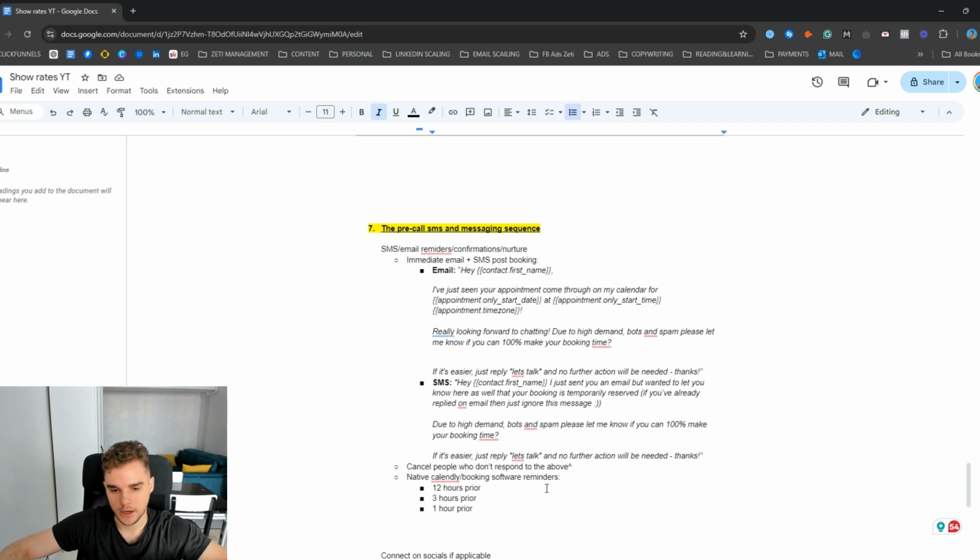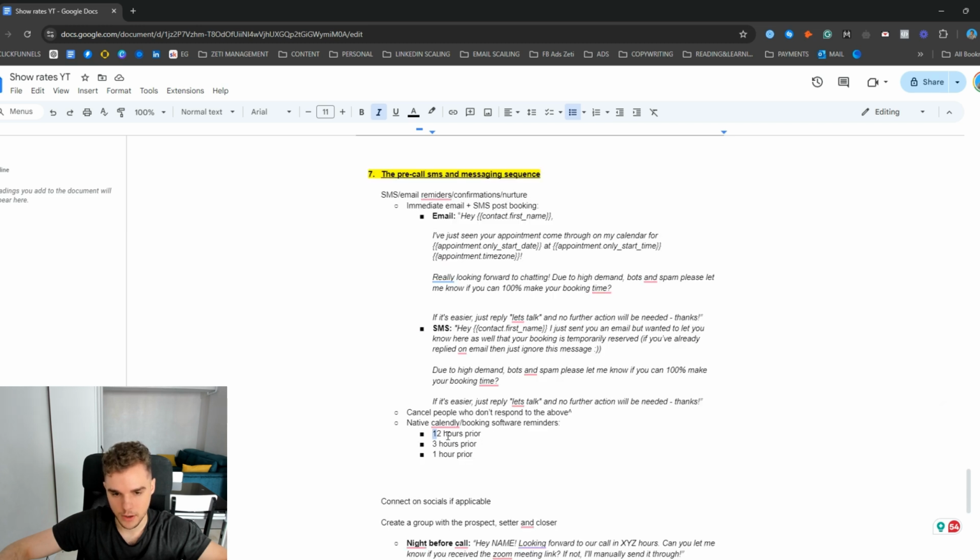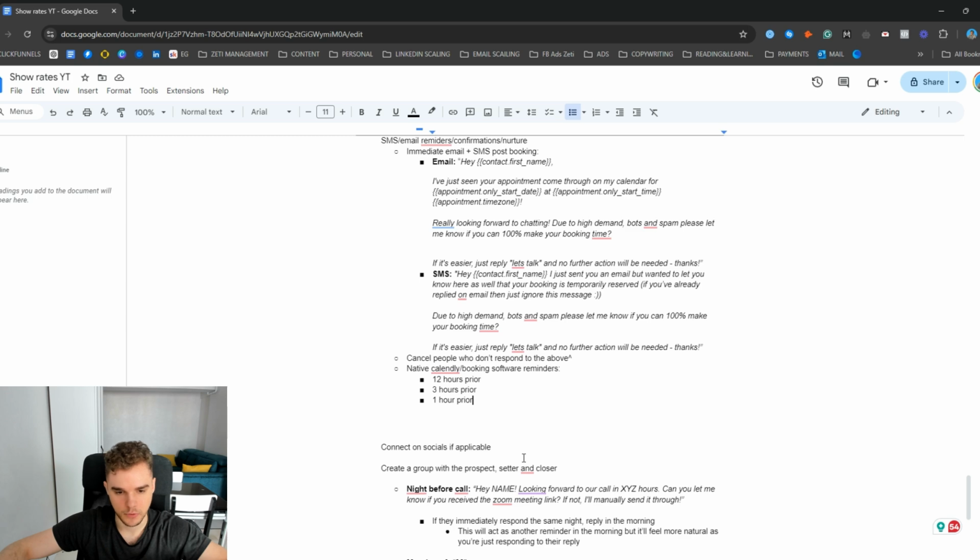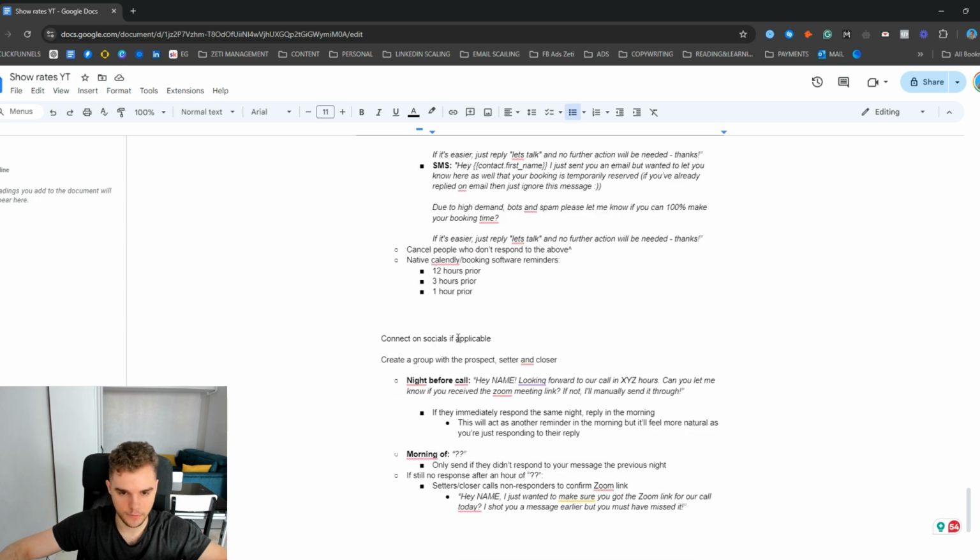And natively in Calendly, you want to have a few things. So a 12-hour prior reminder, then 3-hour and 1 hour before the call. Also, another thing that you want to do, especially for B2C, is connect on socials if applicable. For example, it can be on LinkedIn, Facebook, Instagram, whatever it is, wherever your prospect is going to be mostly active. You want to connect with them on that specific social platform. Also, you can create a group with a prospect, a setter and a closer, and have everyone in the same group. And this way, the connection is going to be stronger.